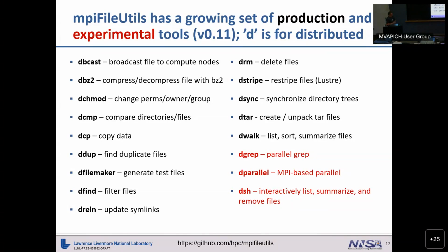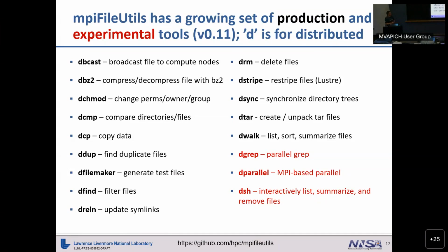Dsync is a way to synchronize a source and a directory tree. So this is actually really useful to make backups. And the admins at Livermore use this very frequently when we get a new file system in. So when they're moving data from the old file system to the new file system, dsync is the tool that they typically use to do that.